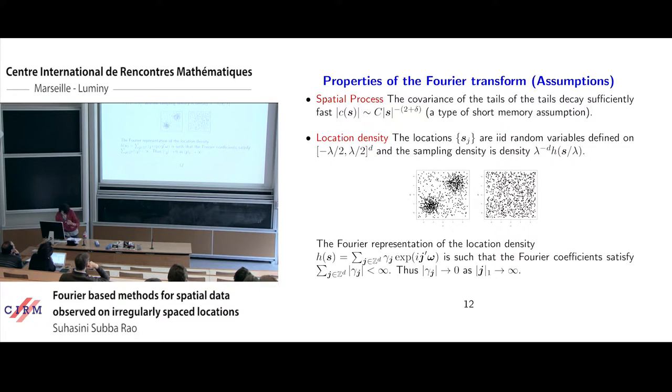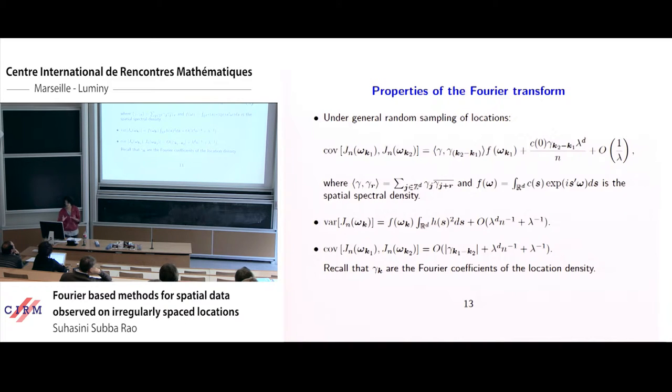And my condition on my location density is the following. This is my technical condition that I'm going to be using: when I do my Fourier representation of my spectral density, the Fourier coefficients have a certain property. In particular, the Fourier coefficients are absolutely summable. That's my condition over here. So that basically means as j goes to infinity, the Fourier coefficients go to zero at a particularly fast rate. Okay, so this is my condition on my locations.